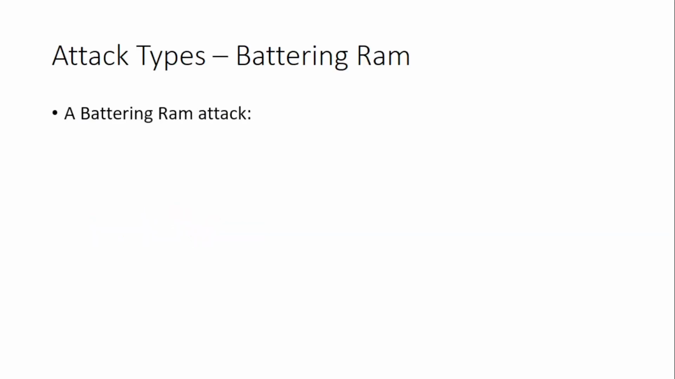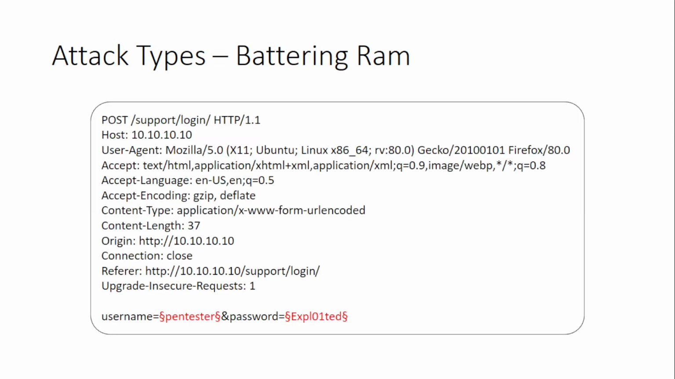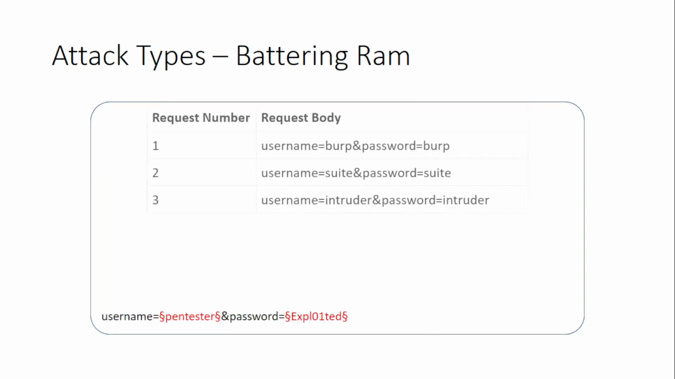The second type of attack we'll talk about is the Battering Ram. The Battering Ram, just like Sniper, needs one set of payloads, and it will put the same payload in every position at the same time. For example, we are going back to this. Here Intruder takes each payload and substitutes it into every position at once. So if we had the same word list, we'll end up with this.